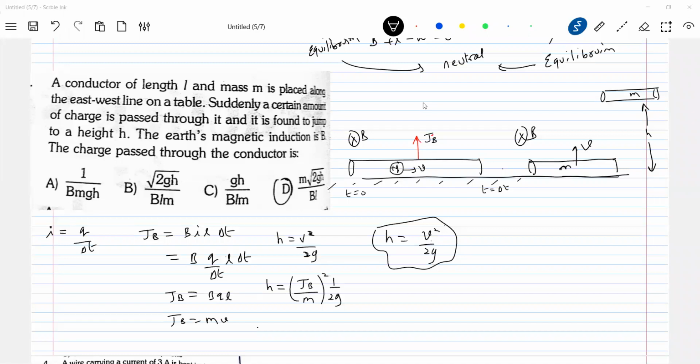But I think the argument will be the charge passed through the conductor. He's asking for an expression for Q. He didn't ask for any other thing. So we'll do one thing. This Q is what is needed, no? So let me equate these two here. BQL equals JB. JB is what? M times V. V is what? Root of 2GH. So Q equals M root 2GH by BL.